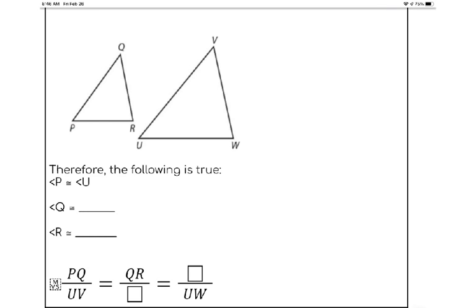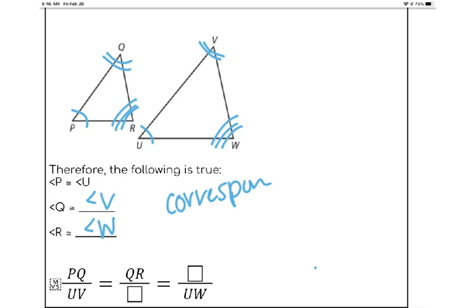Angle P is going to be congruent to angle U. Okay? Angle Q is going to be congruent to angle V. Okay? Angle R is going to be congruent to angle W. So that's how we know that those corresponding angles are congruent.